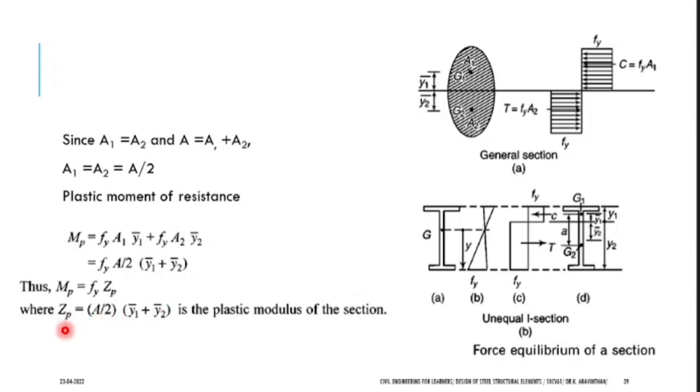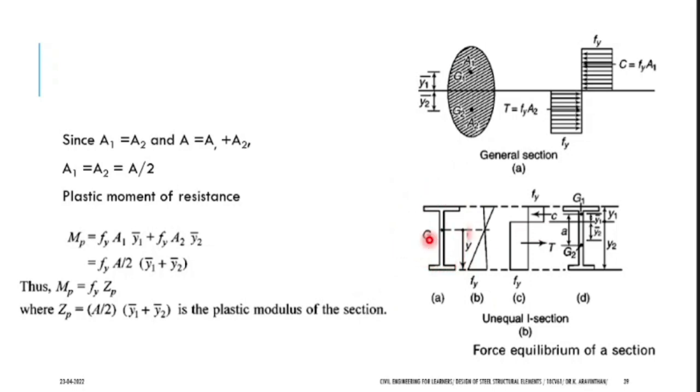So during your problem, this formula is very much important. How to find Zp? A by 2, then y1 bar plus y2 bar. This is your formula. If you have this kind of I section, see, this I section is not the same.